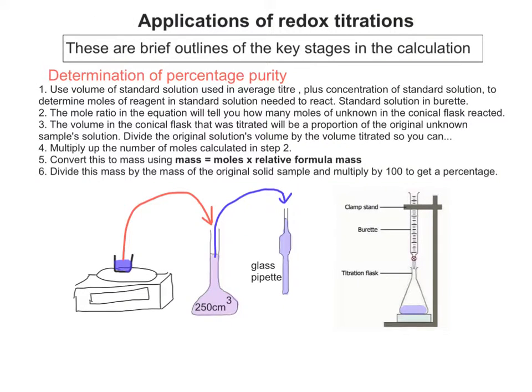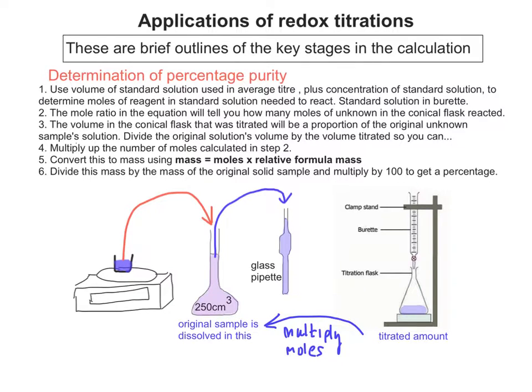So for determination of percentage purity, you use the volume of the standard solution used in your average titer plus its concentration to determine the moles of the reagent in the standard solution needed to react. The standard solution will be in your burette, as highlighted in yellow. The mole ratio in your equation will tell you how many moles of the unknown in the conical flask was reacted, which I've now highlighted in yellow again. The volume in the conical flask that was titrated will be a proportion of the original unknown sample, as you can see from the diagram.